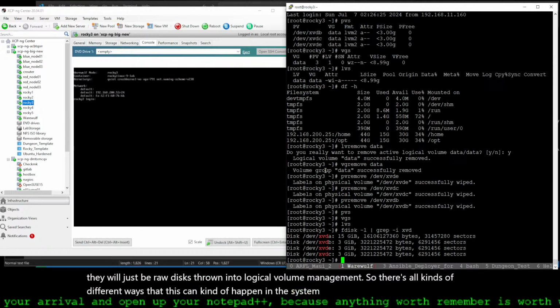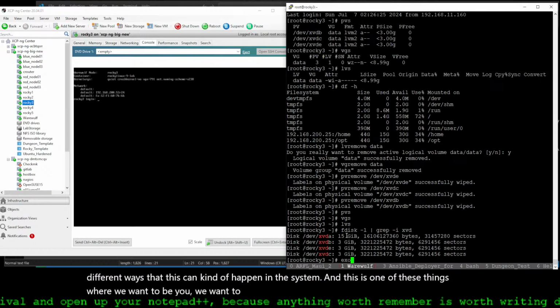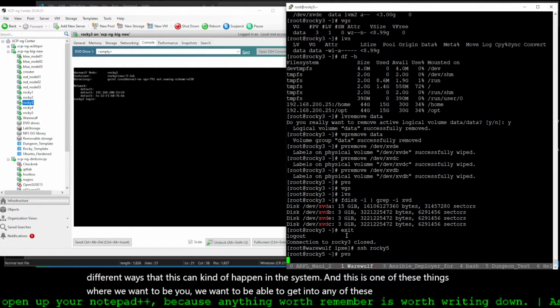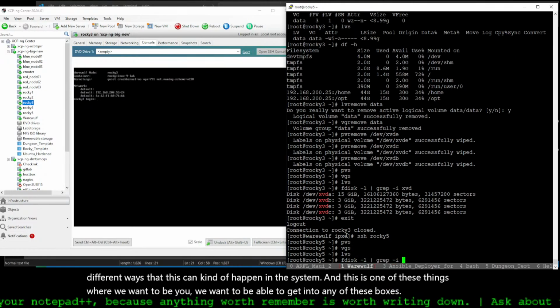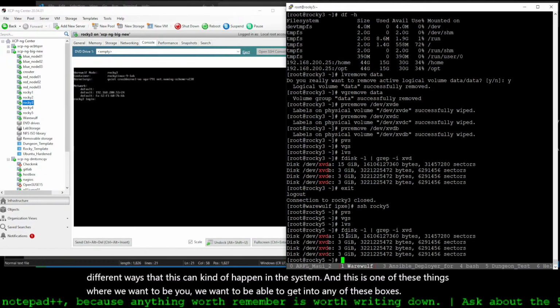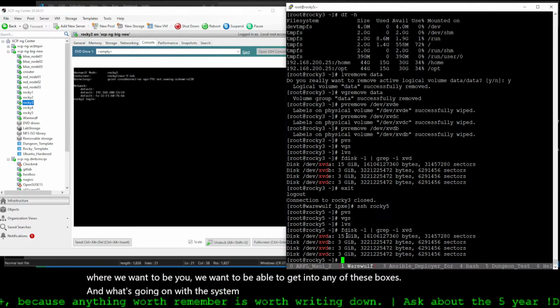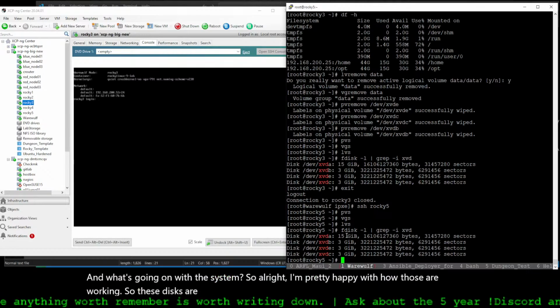And this is one of these things where we want to be able to get into any of these boxes and see what's going on with the system. So, all right, I'm pretty happy with how those are working. So these disks are doing the kind of things that they need to, so that's good.